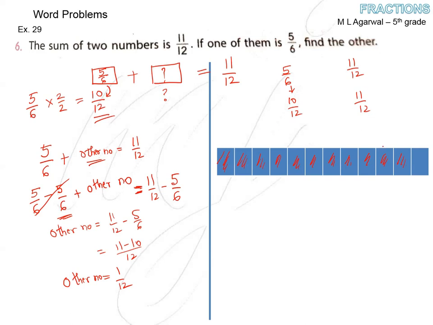So my sum is 11. And what are they saying? One of them is 10 upon 12. So I will say this 1, this 2, 3, 4, 5, 6, 7, 8, 9, 10. So 10 is gone. How much is remaining of the sum? Only one part, that is 1 upon 12. So that is my answer, 1 upon 12. Understood? Let us go to the next problem.